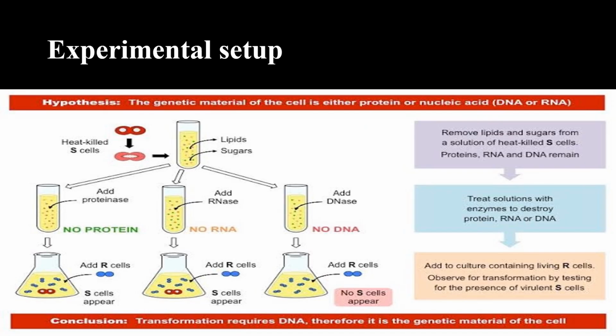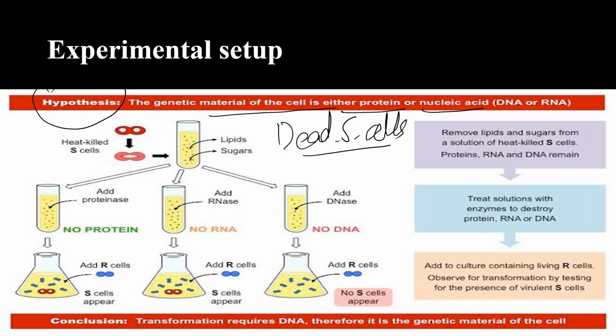This is the experimental setup, and this was the hypothesis they devised: that the genetic material of the cell is either protein or nucleic acid, which may be DNA or RNA. So what they did was take a test tube and a sample of dead S cells. S means smooth, which are virulent, that is, pathogenic. Because these cells are dead, they contain lipids, sugars, proteins, DNA, and RNA.